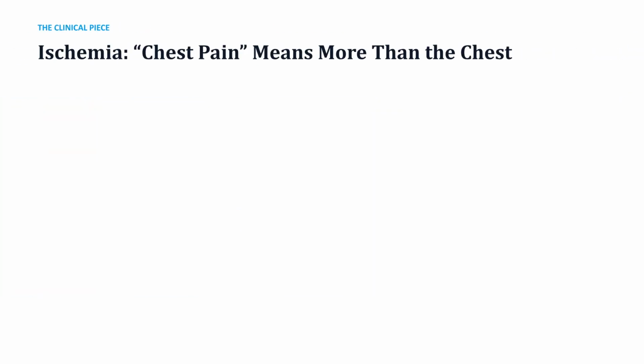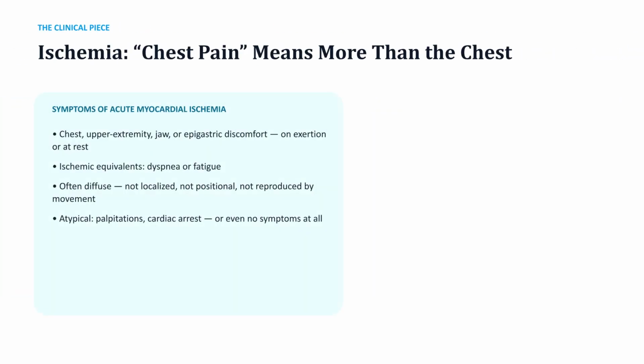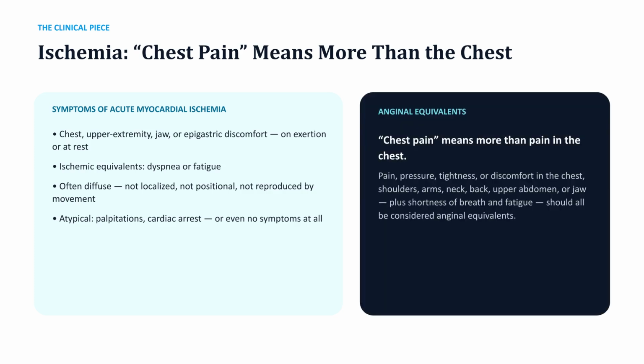Clinically, we must broaden our understanding of chest pain. Symptoms of acute myocardial ischemia go beyond simple chest discomfort and include pain in the upper extremities, jaw, or epigastric region. Always consider dyspnea and fatigue as potential anginal equivalents, even if the discomfort is diffuse or atypical.